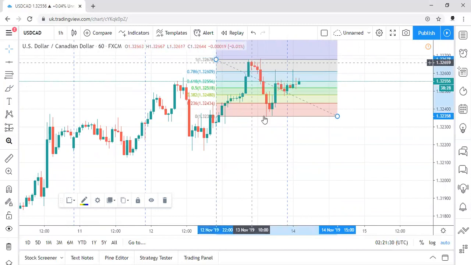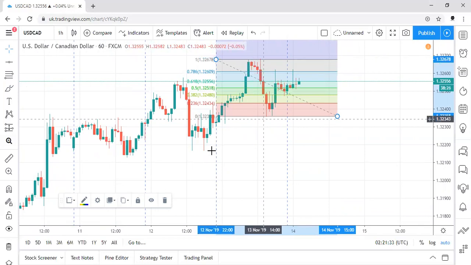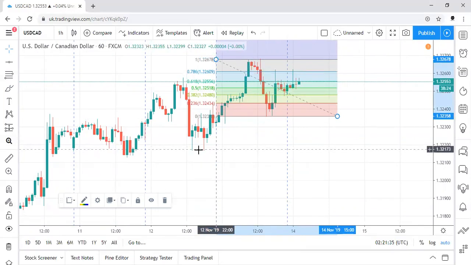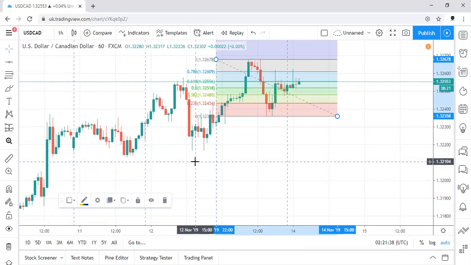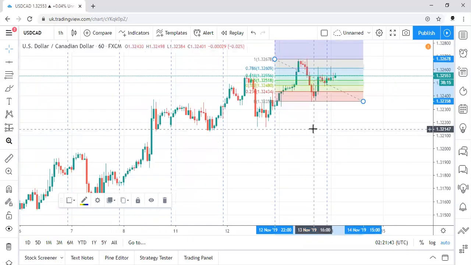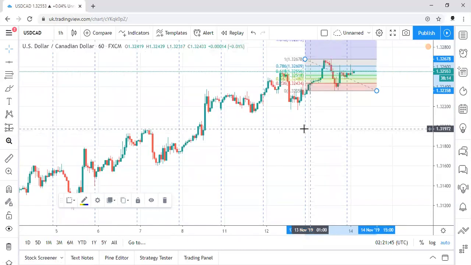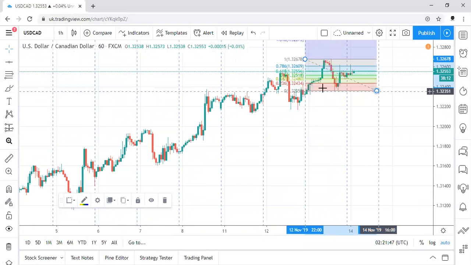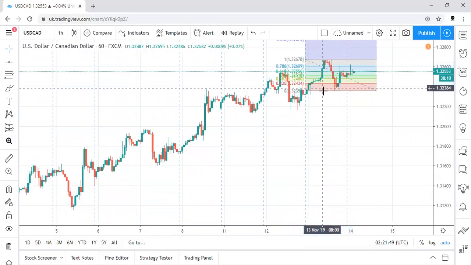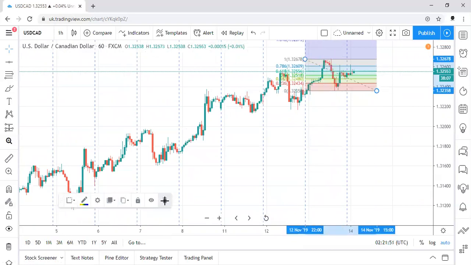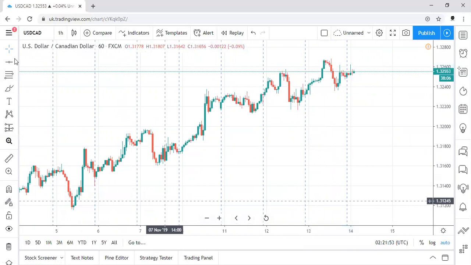The overall trend here was up. Okay, I think I made a mistake somewhere here. Let me just correct my mistake. This is not what I was trying to do. This is totally not what I was doing. Okay, let me start afresh. The overall trend is up.